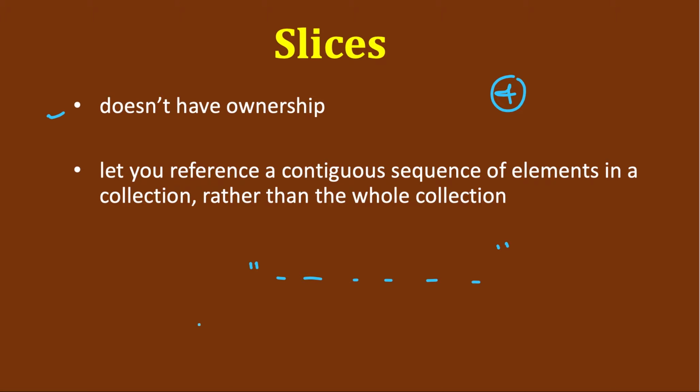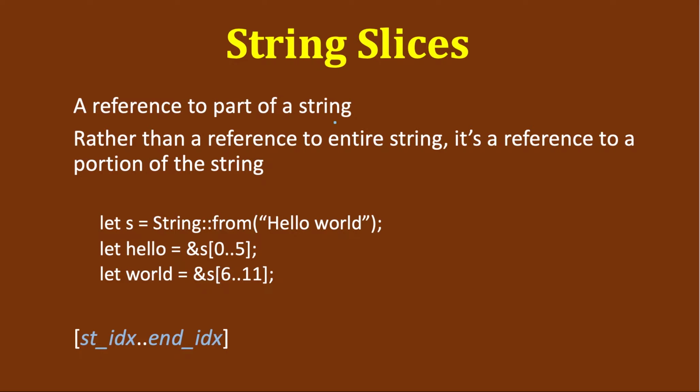references would let you access the complete string, but if you want a slice of it from here to here, a contiguous slice, then you can use slices in that case, and you need to specify the first index and one more than the last index. So we will start with string slices and then expand this concept to general slices. String slices are also a reference to a part of a string. So rather than a reference to the entire string, it's a reference to a portion of the string.